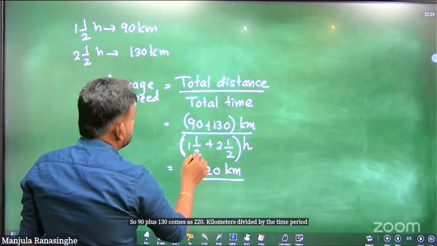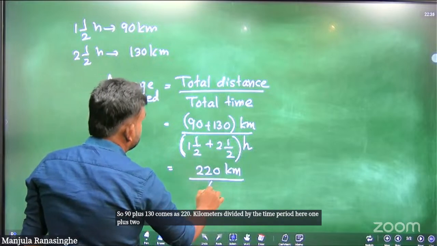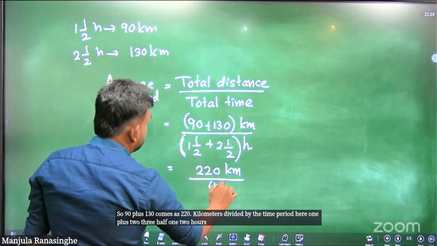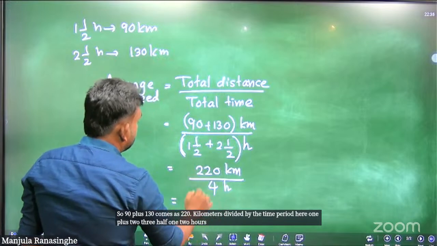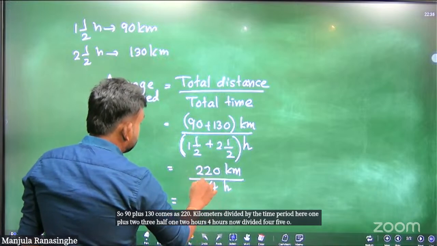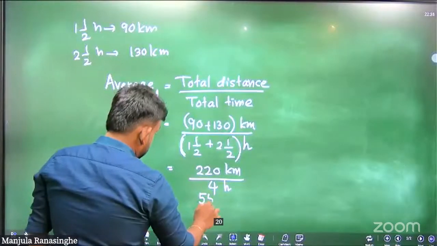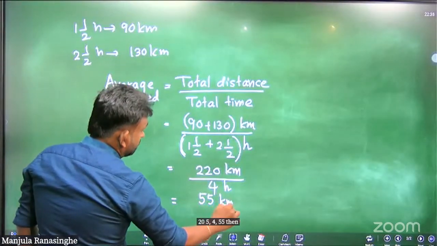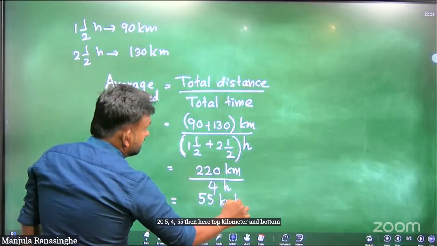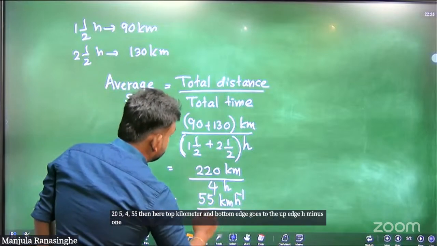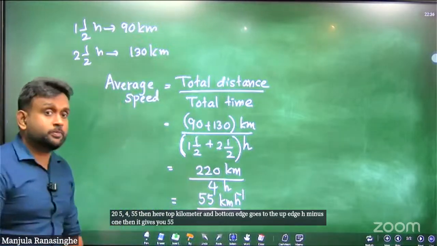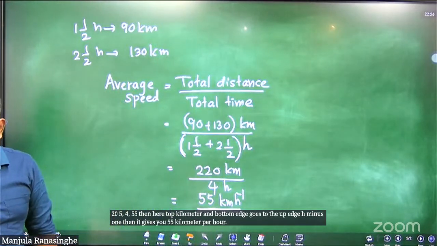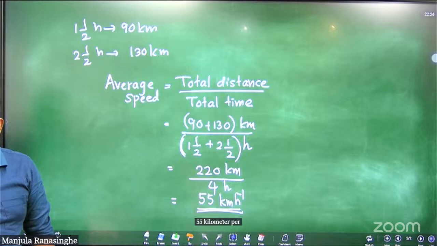Here 1 plus 2, 3, half, 1, 4 hours. 4 hours. Now divided by 4, 5, 20, 5, 4, 55. Then here top kilometer and bottom hour goes to the up as hour to the power minus 1. Then it gives you 55 kilometer per hour. 55 kilometer per hour. Unit should be also there. Okay.